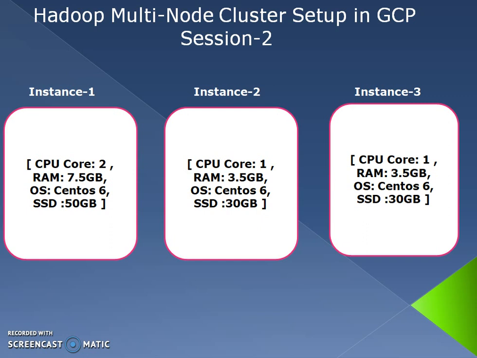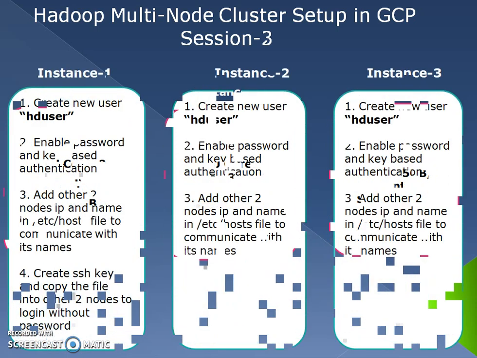If you see, instance 1 has a higher configuration than the other 2 instances. The reason is we are going to run the master services, that are name node and resource manager, in instance 1. The remaining 2 instances are for worker services, that are data node and node manager services. Once we create the instances, they are ready for installation and configuration. Fine, let's move on to the next slide.